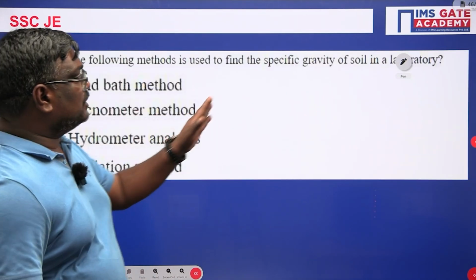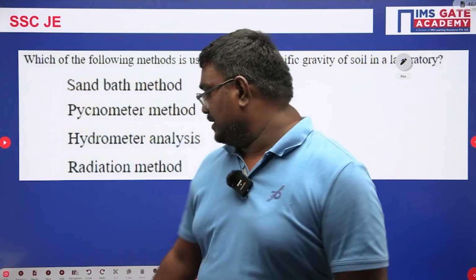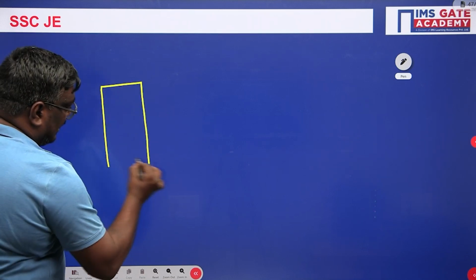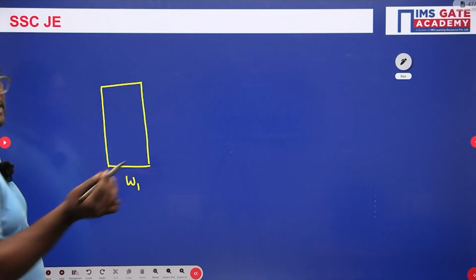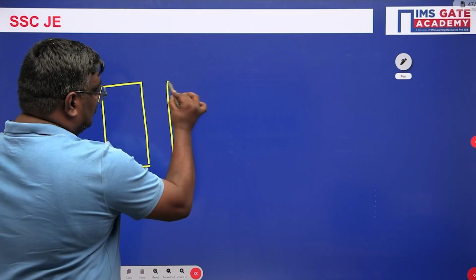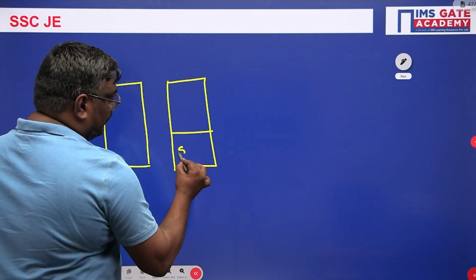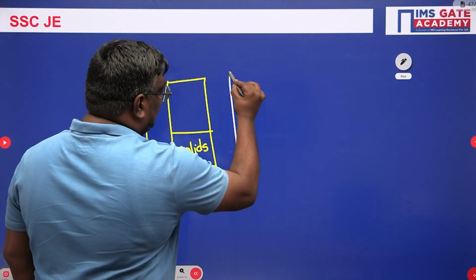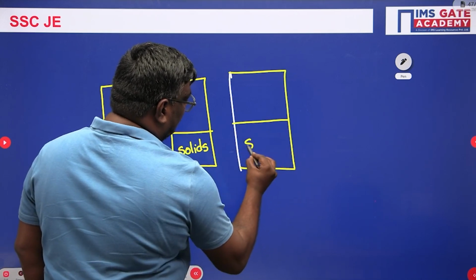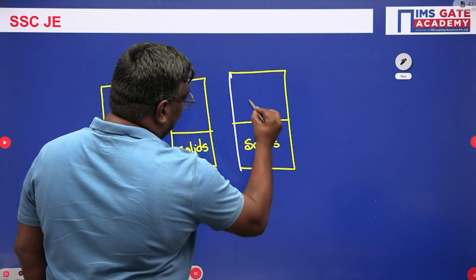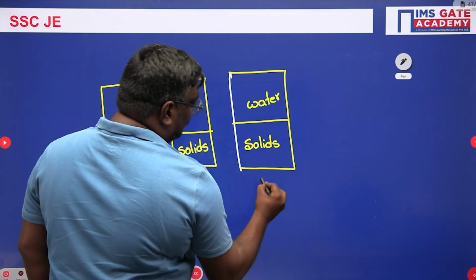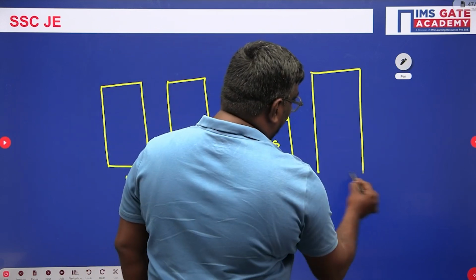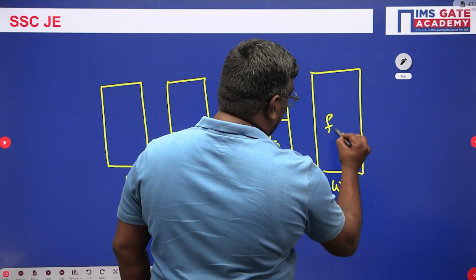Now, which of the following methods is used to determine the specific gravity? Remember, my dear students, specific gravity is determined by pycnometer, I am telling you directly. The first one, W1, is the weight of the empty pycnometer. Next is the weight of pycnometer plus solids, that is W2. W3 is the weight of pycnometer plus solids plus water. And the fourth one is W4, the weight of pycnometer full of water.